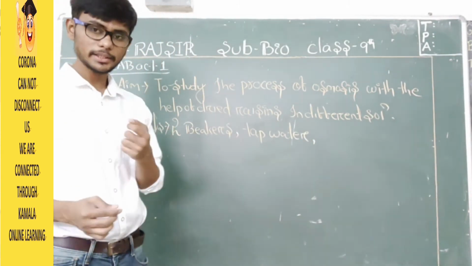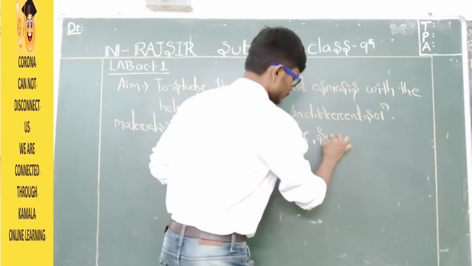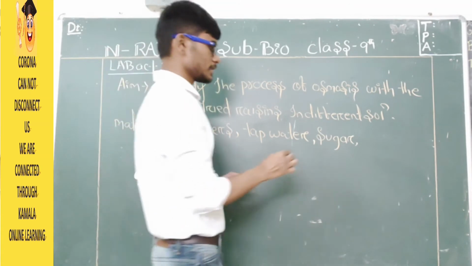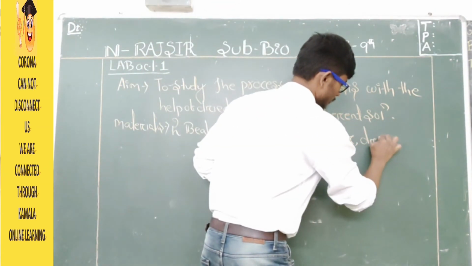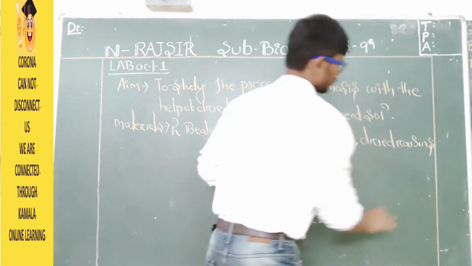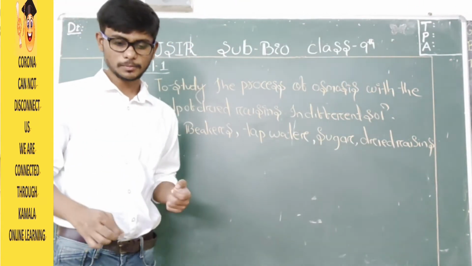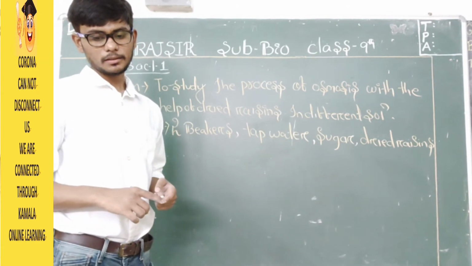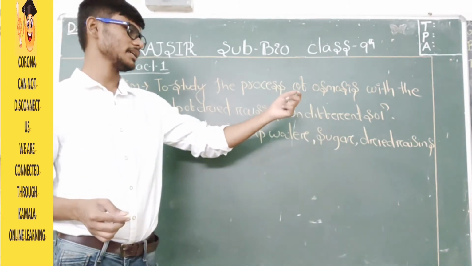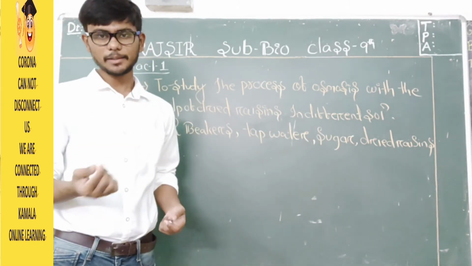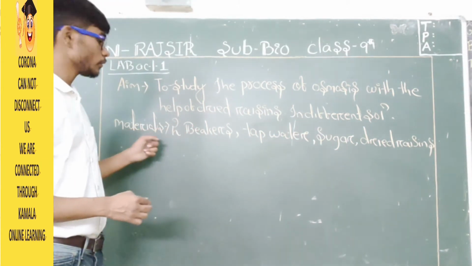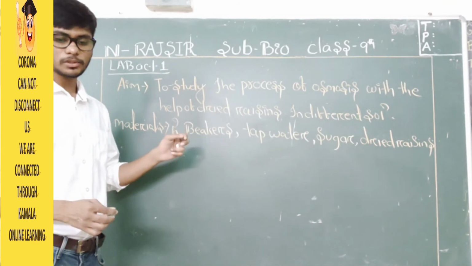Then we need sugar. We need dried raisins. You can take dried raisins, or you can take dried grapes also. That's it. This is the only thing which we need. Now, the required materials we have got. After this, you can do the activity.